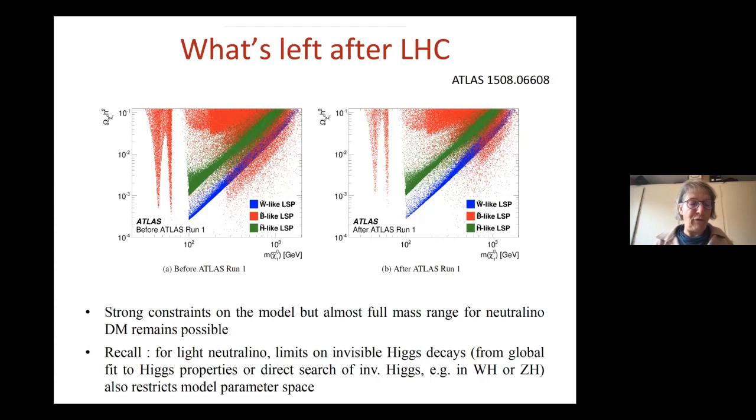It means that if you assume that only 100% of the relic density is explained by your neutralino dark matter, you scale your direct detection limit by 100%. And therefore, it's not always obvious that because your dark matter is underabundant, you have a stronger direct detection cross-section.